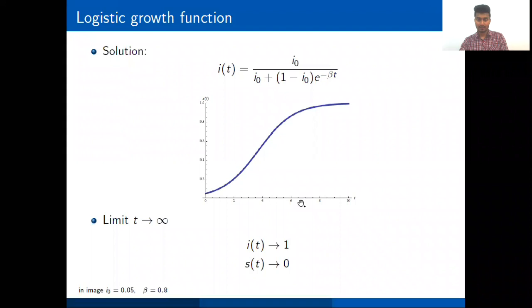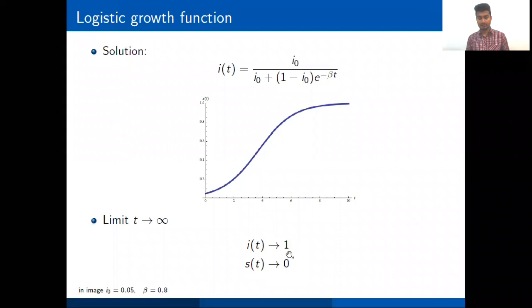So the number of susceptible people becomes zero. The assumption that we made for this diagram is that I of zero is 0.05 and beta is 0.8 in this equation. So we get a graph like this. What this means is that initially we had a lot of susceptible people, let's say 0.9 susceptible people and 0.1 infected people. But eventually all these susceptible people got infected. So the entire population got infected by the virus. That's what this is suggesting.